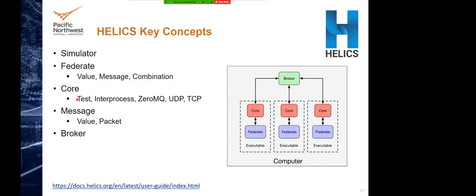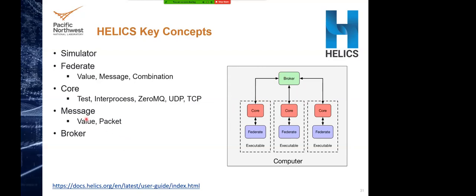And for the core of each federate, there are also different types of cores. The simplest one is test, and there are interprocess cores, which essentially run each federate on the same computer and use interprocess communication between cores. And the most common core type for HELICS is ZeroMQ, which uses the ZeroMQ library to handle the communications among the cores and the broker.